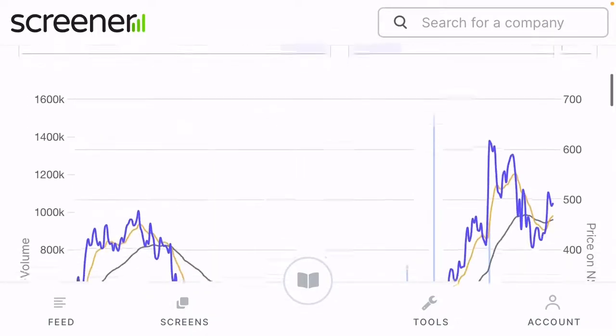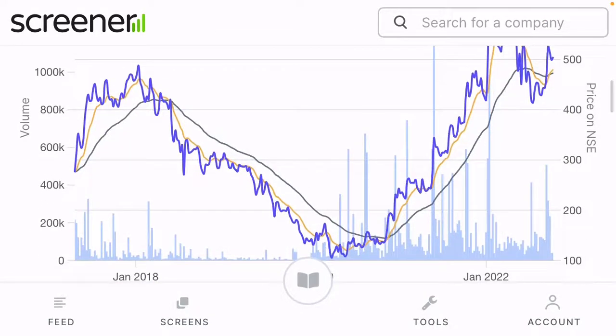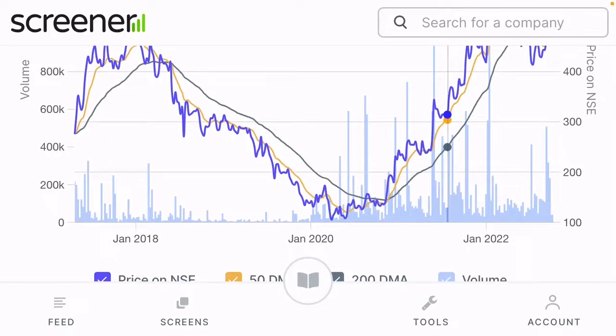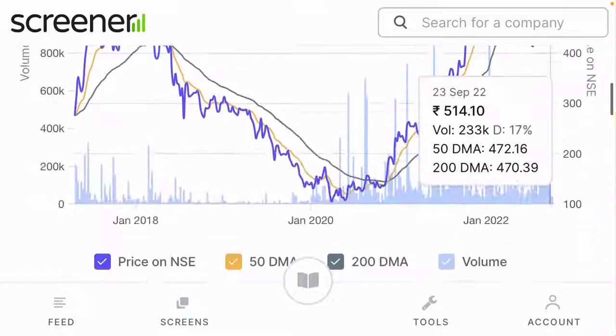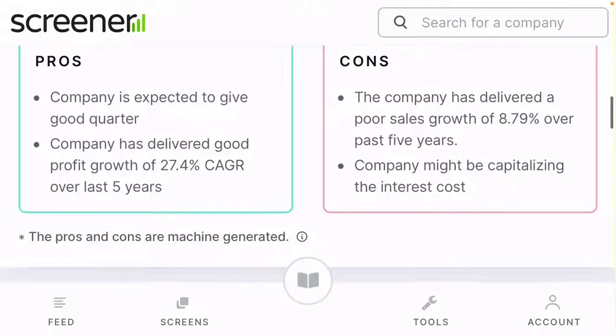This is the max chart of this company, and there was a very big downfall in this price since March 2020. But after that, along with the market, the company share is also moving in an upward direction.